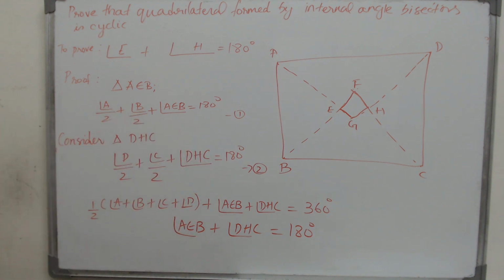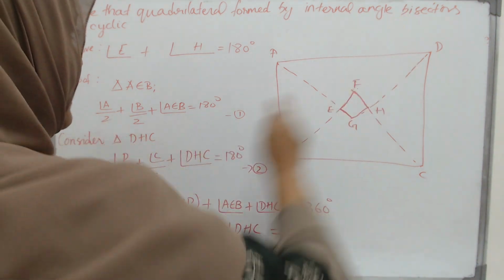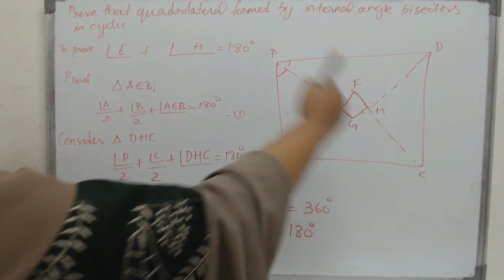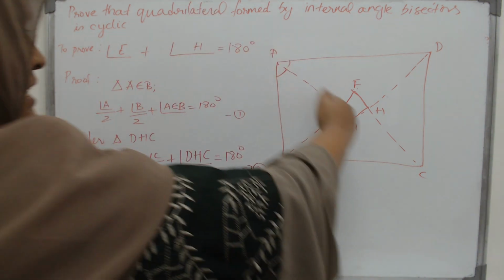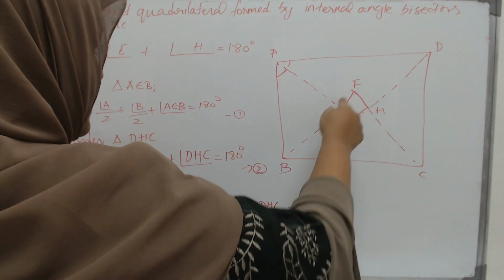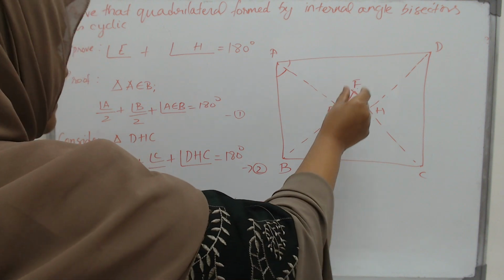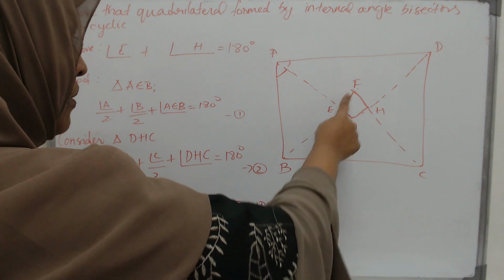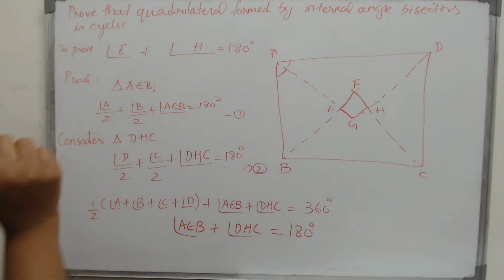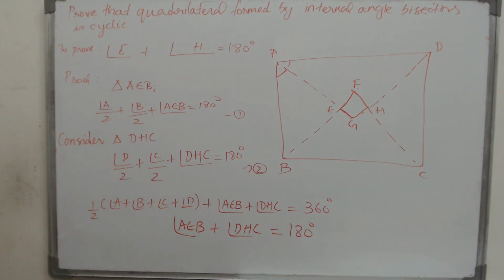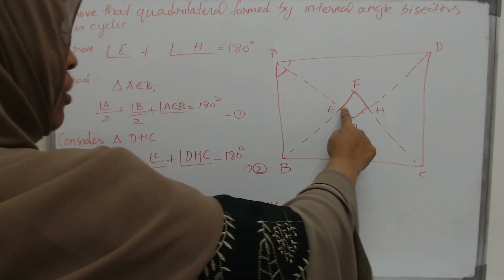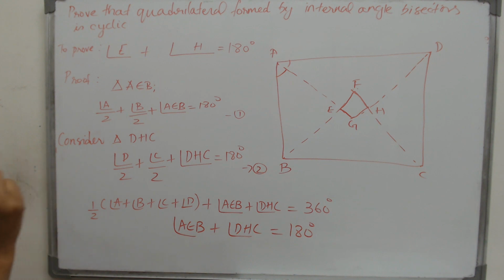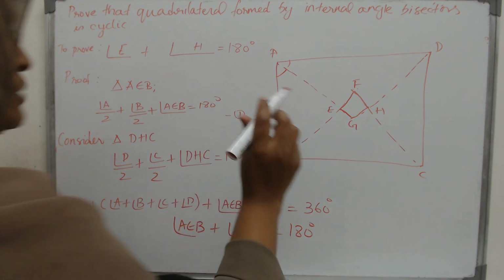What else is given? The internal angle bisectors. Each of these lines splits the angle into two equal parts. Now these four lines come and meet in a small little quadrilateral. What you have to prove is that this small quadrilateral here is cyclic. What do you know about cyclic quadrilaterals? Their opposite angles should be 180. So just prove one of them.